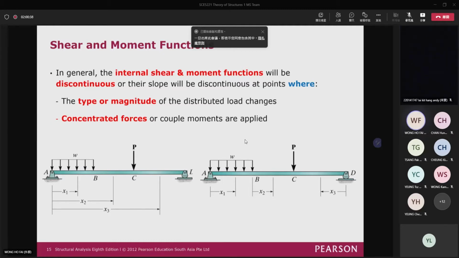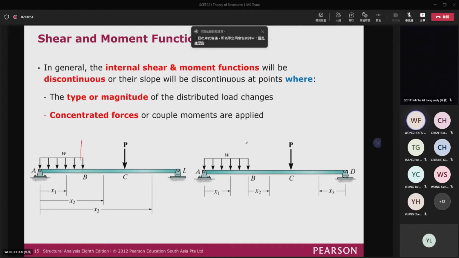When a concentrated load or a couple moment is applied at a particular location, again we need to use another function to describe the change of the shear and the moment. For example, here you can see that for the first region AB, we have one kind of distributed load. Between B and C there is no loading, and there is a point load applied at point C. So we need one function to describe the shear force and one function to describe the bending moment at section AB.